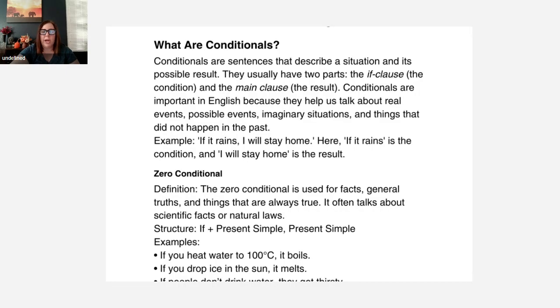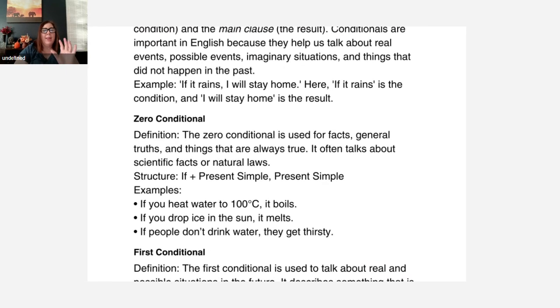All right. So let's talk about zero conditionals. This is used for facts, general truths, and things that are always true. If you heat water to 100 Celsius, if we haven't done it, but if we do it, guess what? It will boil. That is the result. If you drop ice in the sun, guess what the result is? It melts. If people don't drink water, guess what the result is? They get thirsty.